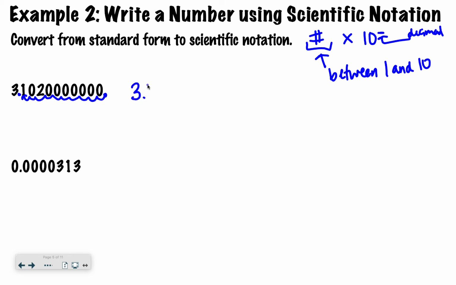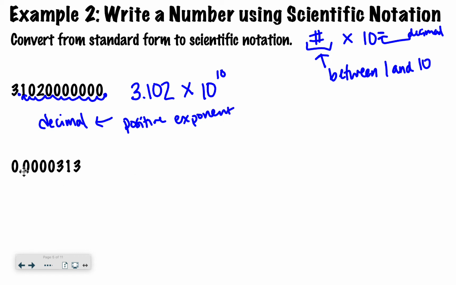So I'd say 3.102. You go until your last non-zero digit times 10 to the, I said I moved it 10 times. Okay? So when the decimal moves to the left to convert to scientific notation, it's a positive exponent.